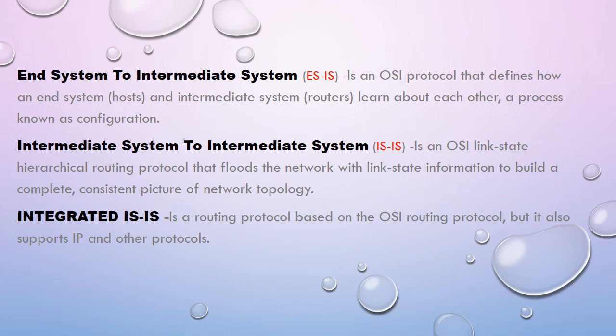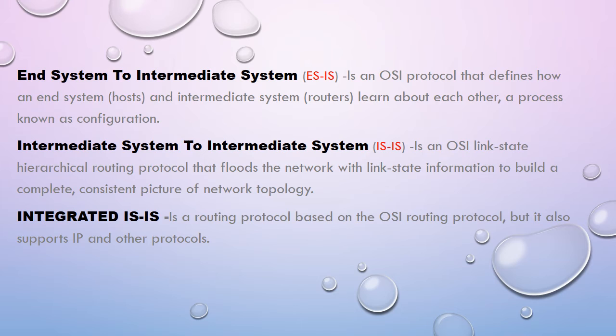End system to intermediate system is an OSI protocol that defines how end system hosts and intermediate system routers learn about each other, a process known as configuration. Next, intermediate system to intermediate system is an OSI link state hierarchical routing protocol that floods the network with link state information to build a complete, consistent picture of network topology.